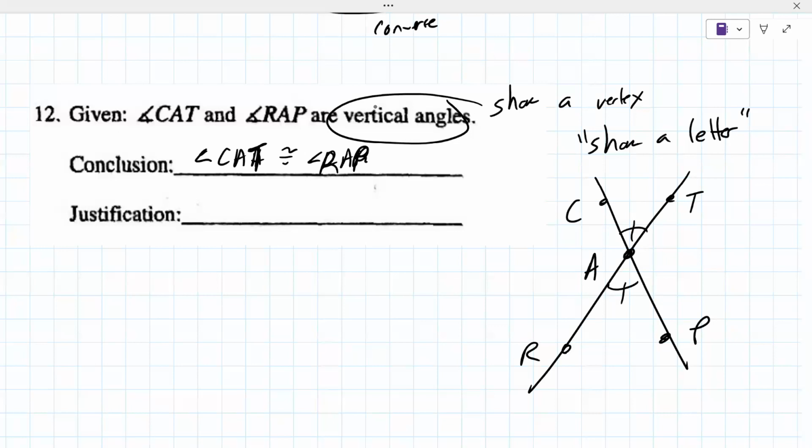What do you think the justification is for that? Definition of what? Vertical angles. Yes, yes. It is that simple. It really is. Okay. This is the cause and this is the effect.